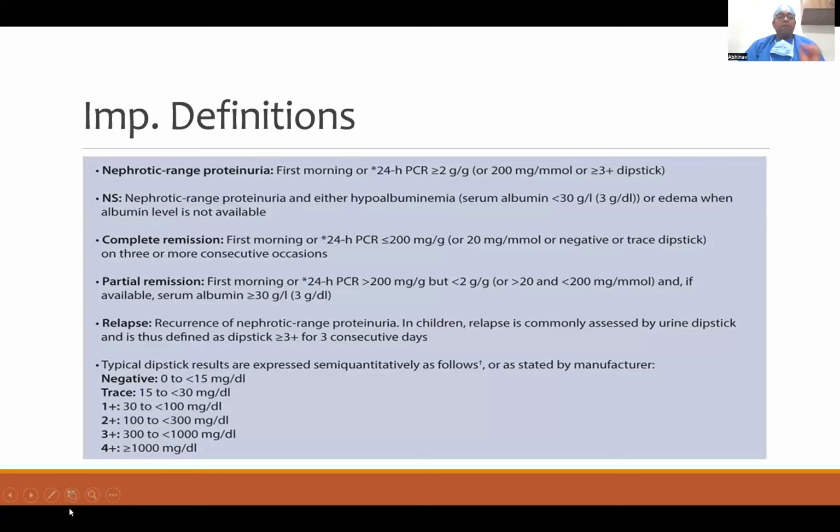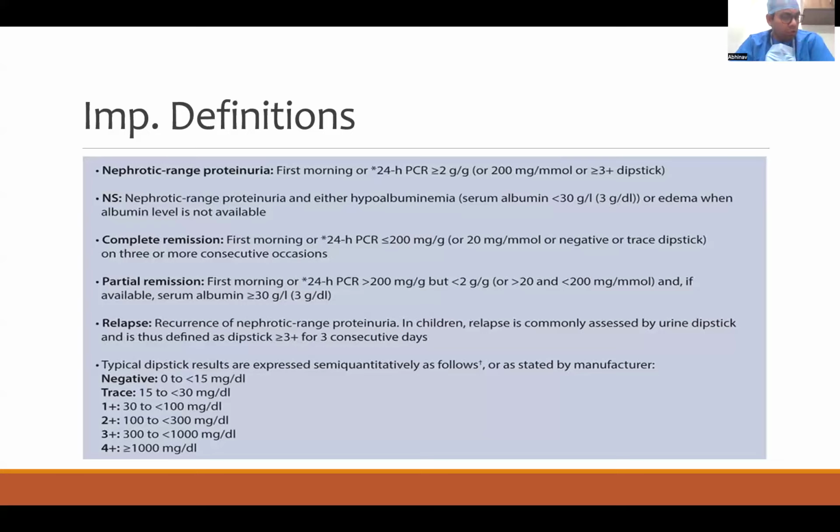So after that, another important thing is whenever there's nephrotic syndrome, you diagnose, you start them on steroids, all of you know. So how can you say that the child has gone into remission? How do you define remission? Remission is defined as first morning urine protein, first morning urine sample wherein the protein is either negative or trace for 3 or more consecutive occasions, or the 24-hour protein creatinine ratio is less than 200 milligrams.